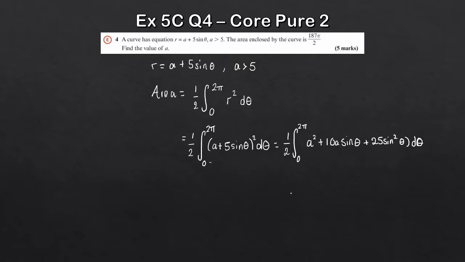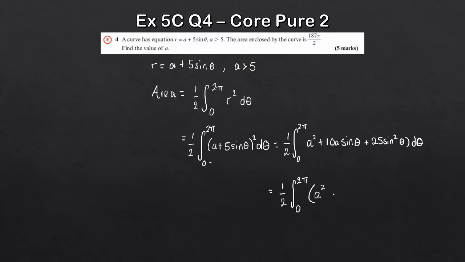Okay, so now we've got this expression squared. At this point, we need to start simplifying and then perform the integration. When I say simplifying, often with polar coordinates questions, because we're using the relation of x and y being in terms of r cos and r sine, it's often easier to use trig identities. So in this case, this is a half times the integral 0 to 2 pi of a squared plus 10a sine theta. This sine squared theta here, we can use the identity 1 minus cos 2 theta.